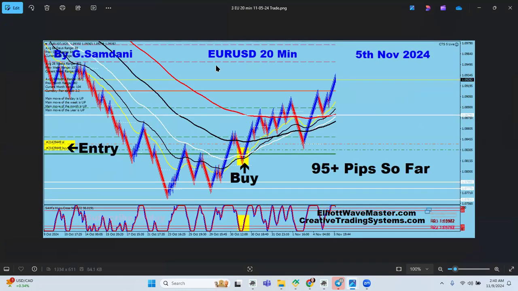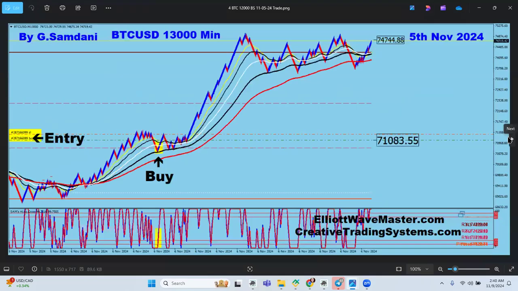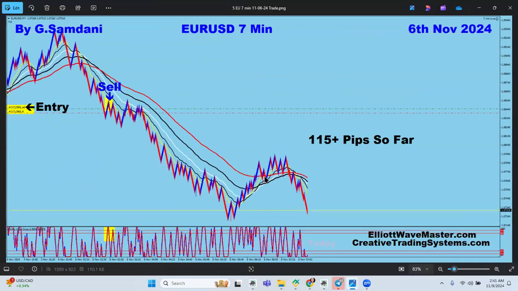Second trade, Euro USD on the 5th for 95 pips. The buy order is right there. And this next one is again BTC going to the upside. Buy order is right there, second order there. This one, Euro USD, now going to the downside, 115 pips on the 6th.